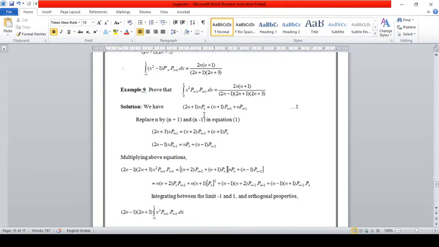Now example number 9, integration from 0 to 1 of x square Pn minus 1 Pn plus 1 dx is equal to again 2n(n plus 1), and here 3 factors: (2n minus 1)(2n plus 1)(2n plus 3). Solution: we have 2n plus 1 x Pn is equal to (n plus 1) Pn plus 1 plus n Pn minus 1, the first recurrence formula, replacing n plus 1 and n minus 1 in n by n plus 1 and n minus 1.